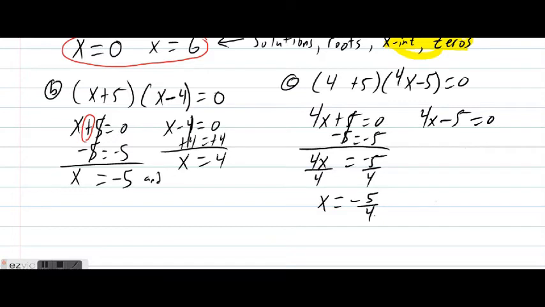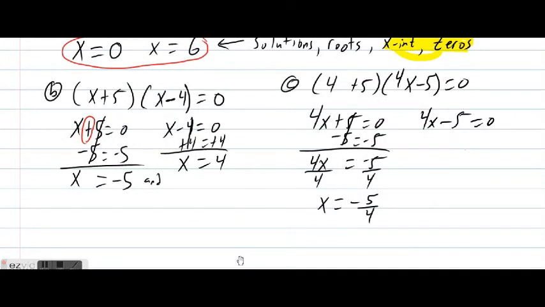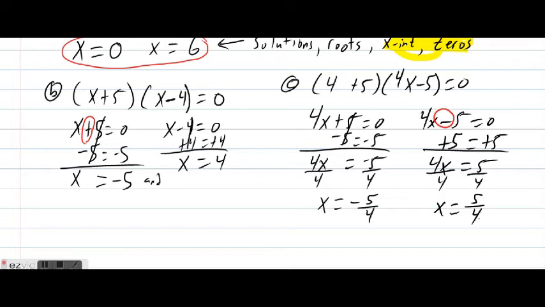Now, since I'm not doing anything with it, you guys know, just leave it as an improper fraction. If I have to do something with it later, then we'll think about changing it to a mixed number. But right now, just leave it as an improper fraction. Don't do extra work. We're adding 5 to both sides because we have that negative. 4x is equal to positive 5. Divide both sides by 4. x is equal to positive 5 over 4. So my roots are x equals negative 5 over 4 and x equals 5 over 4.